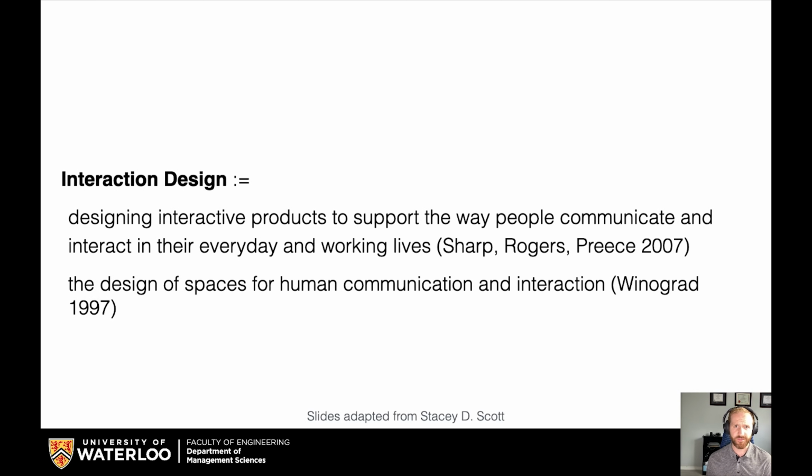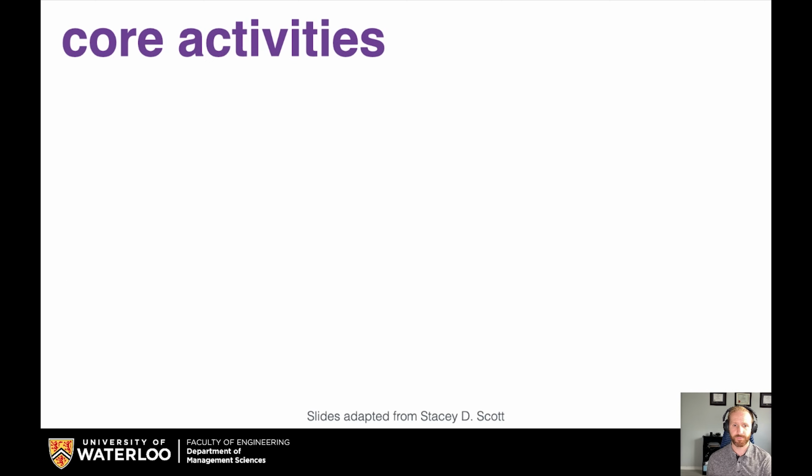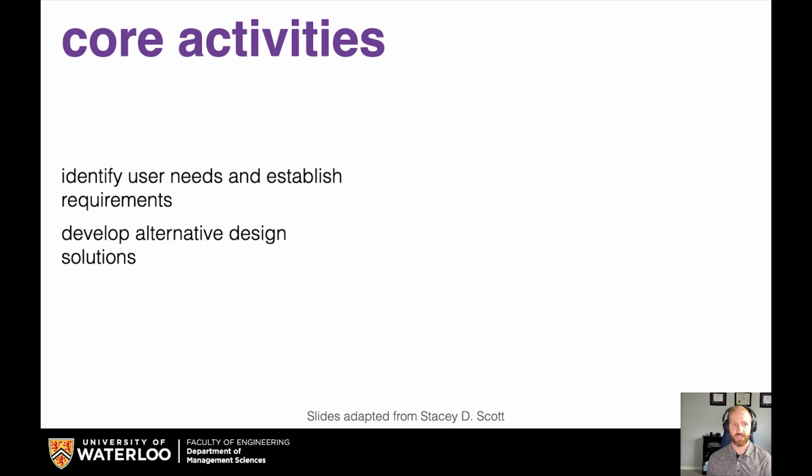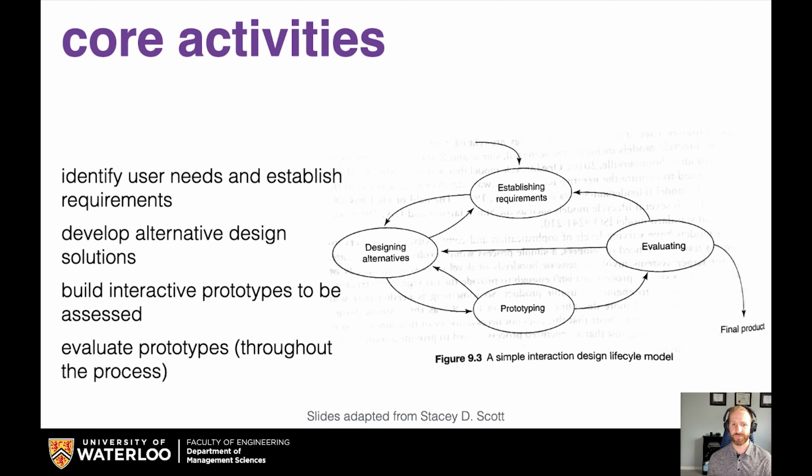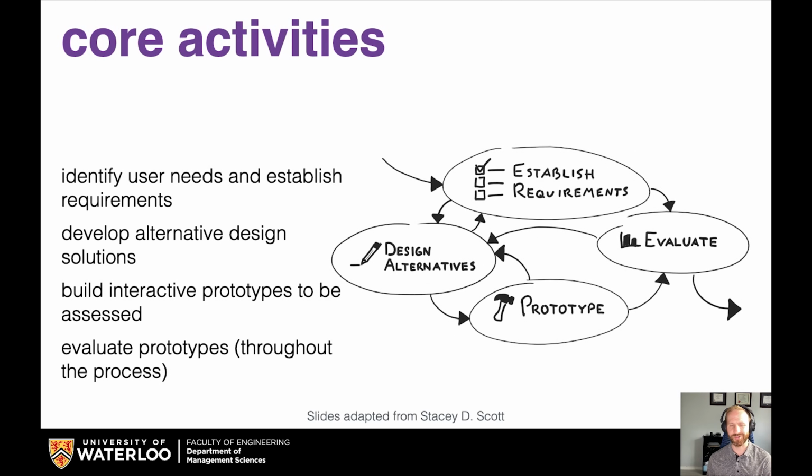But the way that we might think about it in this course and how it relates to human-computer interaction is again about these core activities that you follow when you practice interaction design. The core activities in interaction design are identifying user needs and establishing requirements, developing alternative design solutions, building interactive prototypes to be assessed, and evaluating prototypes throughout the process. This might look something like this. Does this look familiar? Of course it does. You see it every day on Learn when you log on in.